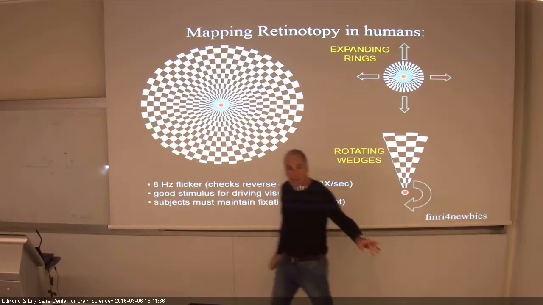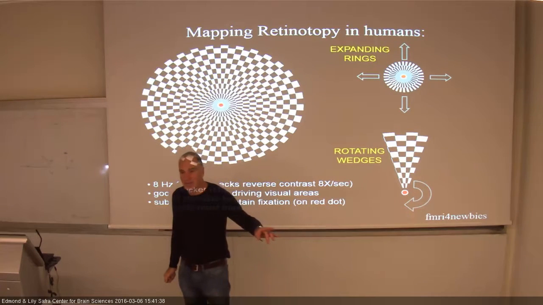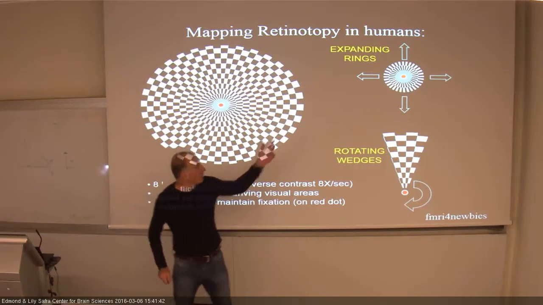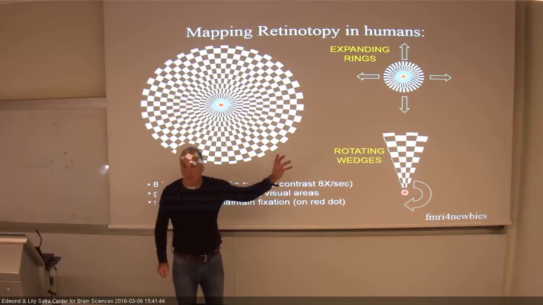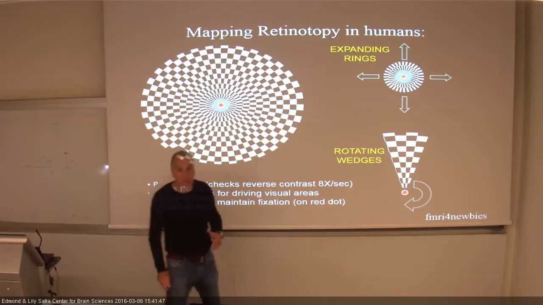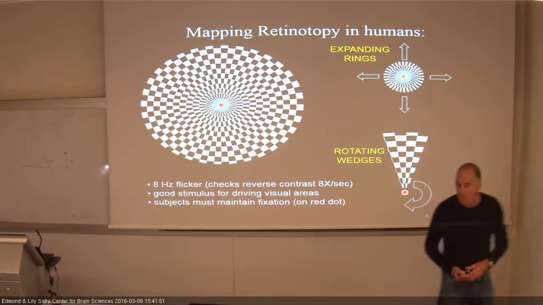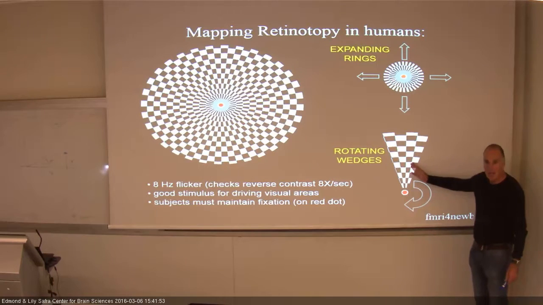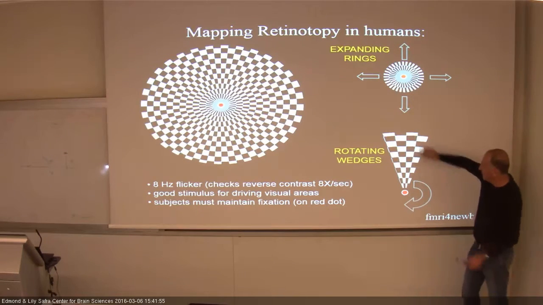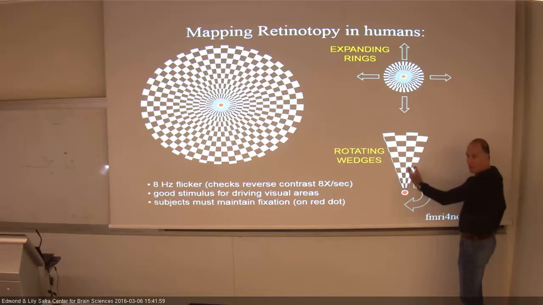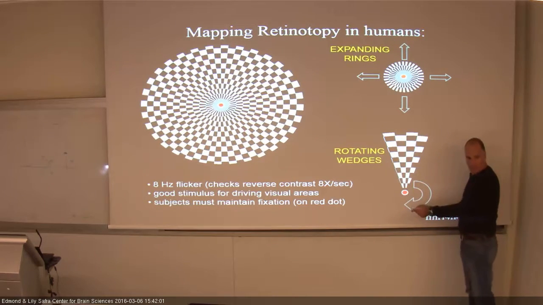Okay? Eccentricity. Everyone agrees about this? Because what you're changing is R, right? For all theta, you're changing just R, right? So that would be mapping eccentricity. Or, the complementary mapping would be using what? A rotating wedge, right? So now it's specific to a polar angle for all eccentricities, right?